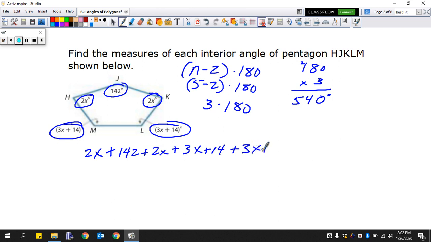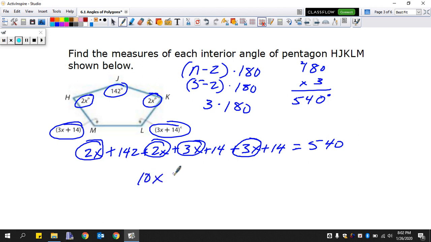All of those are going to add up to 540 degrees. Well, so now all we have to do is just collect the like terms. So let's collect the x terms first. 2x plus 2x is 4x plus 3x. 7x plus 3x is 10x. Okay? 10x plus, and I'm going to use the calculator here.